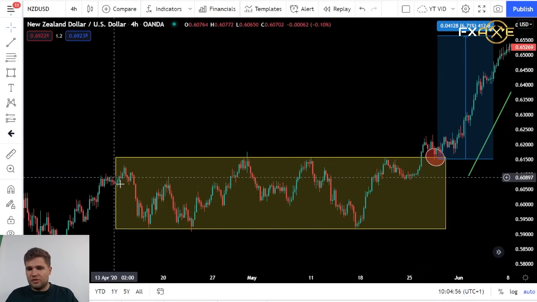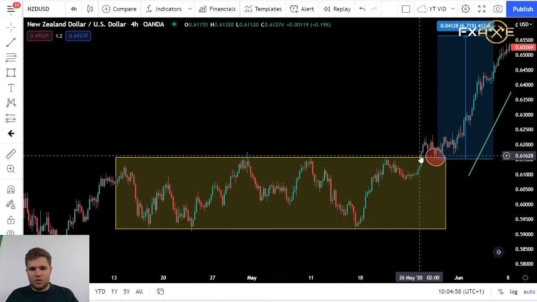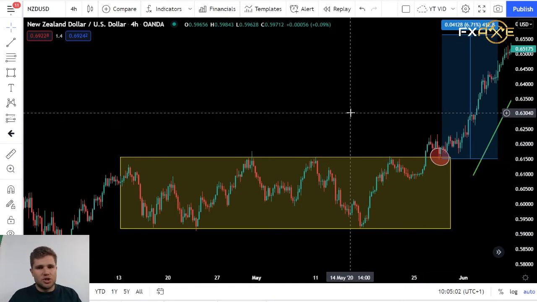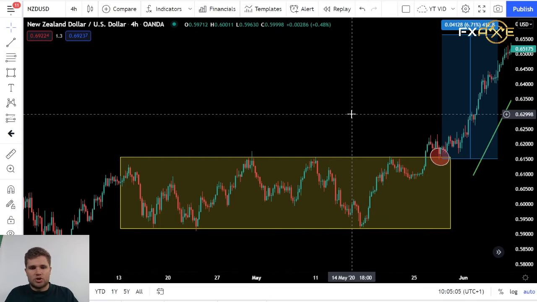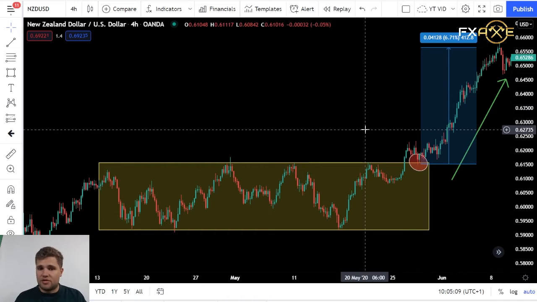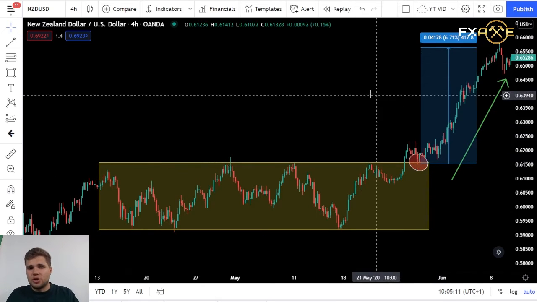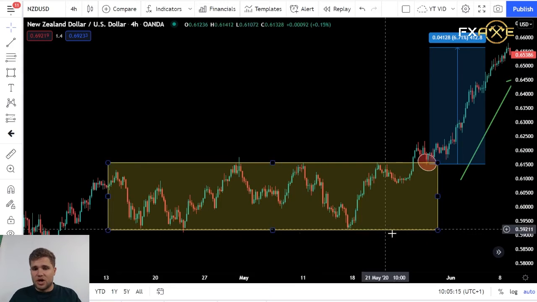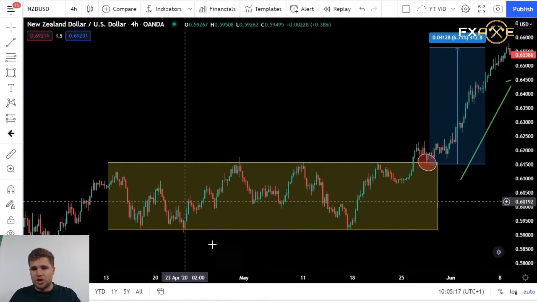We've been range bound from the 13th of April to around the 26th of May. So guys, this is where patience comes into play with Forex trading. We know that price is in this range, and until price breaks out of this range, we're not going to look at any potential trade options. So we've identified step 1 of the strategy.